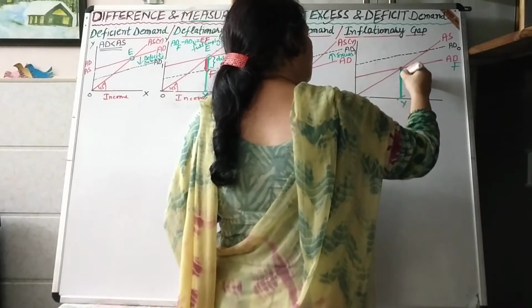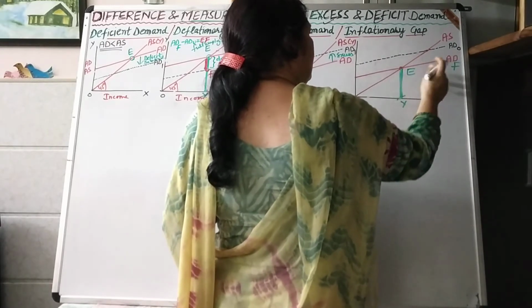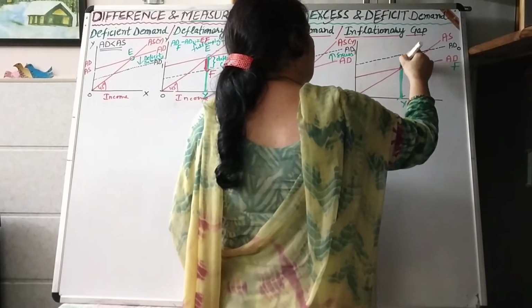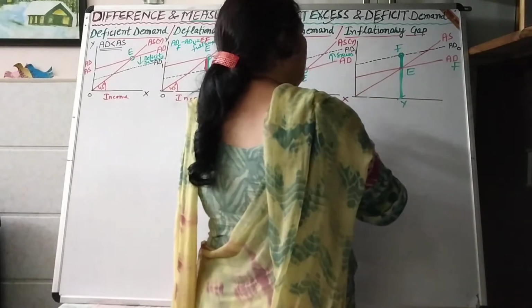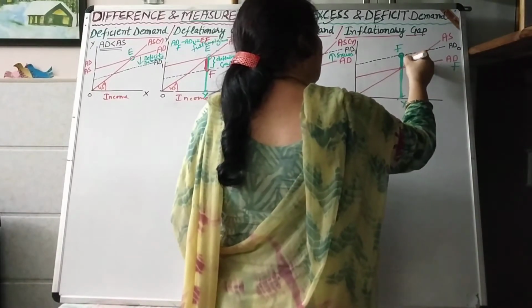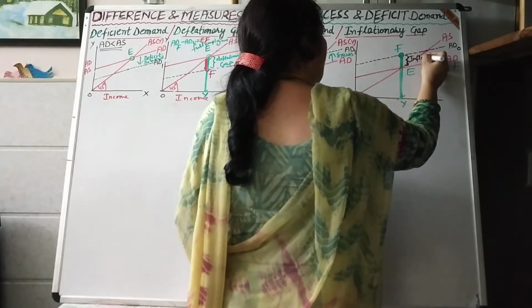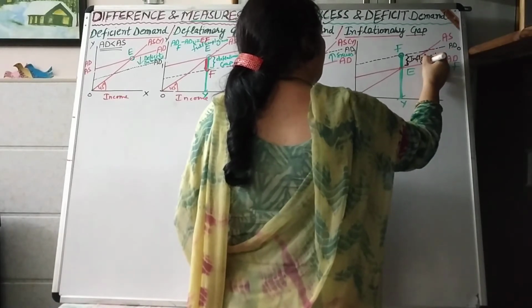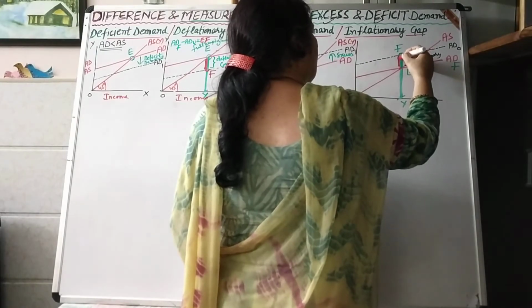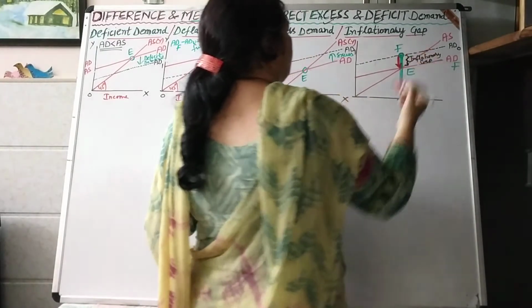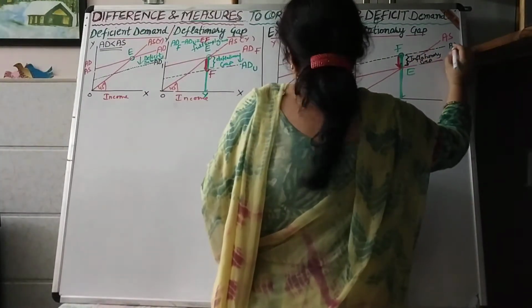This is the aggregate demand at full employment level, and now demand increases to FY. So at full employment level, demand increases from E to F. This represents inflationary gap. So I am representing the gap with the help of this red pen, and this indicates excess demand.